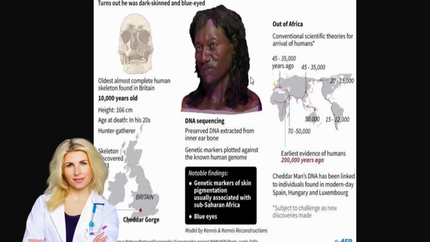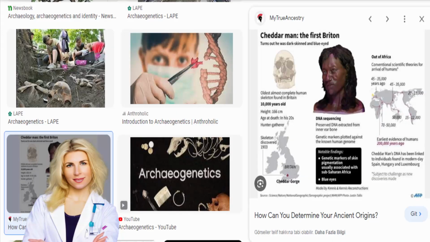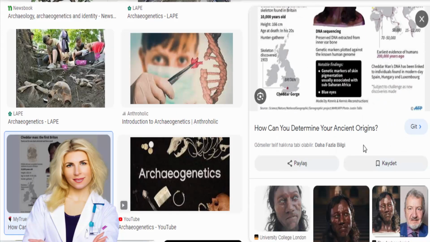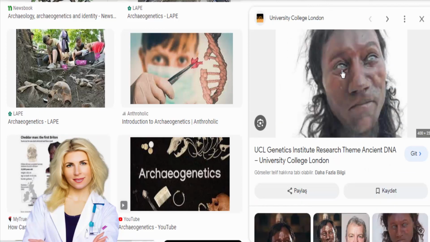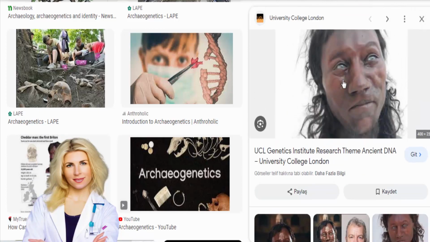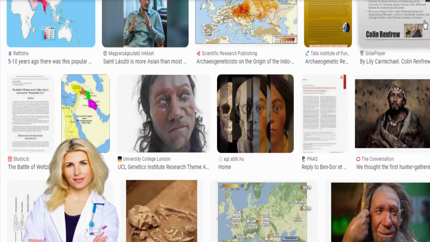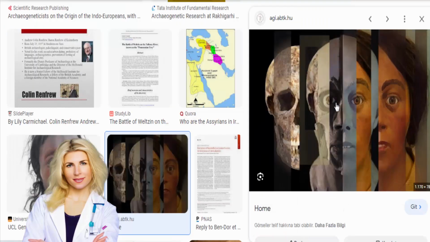Key aspects of archaeogenetics include genetic analysis. Researchers extract and analyze ancient DNA, aDNA, from ancient remains. This often involves highly specialized techniques to recover and sequence DNA from degraded samples. Population history. Archaeogenetics helps scientists investigate the migration patterns, population dynamics, and genetic diversity of ancient human populations. It can provide information about the origins and relationships of different groups of people.